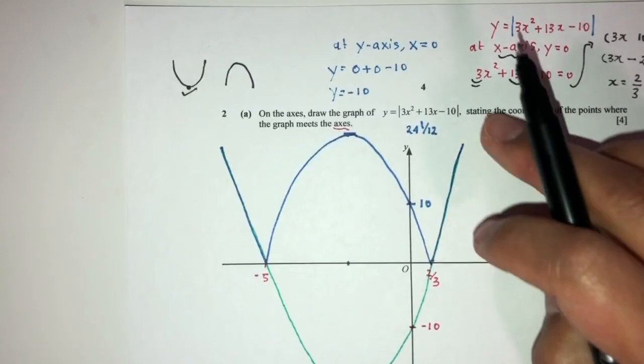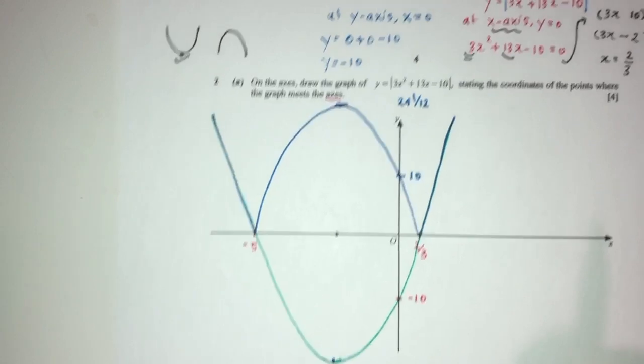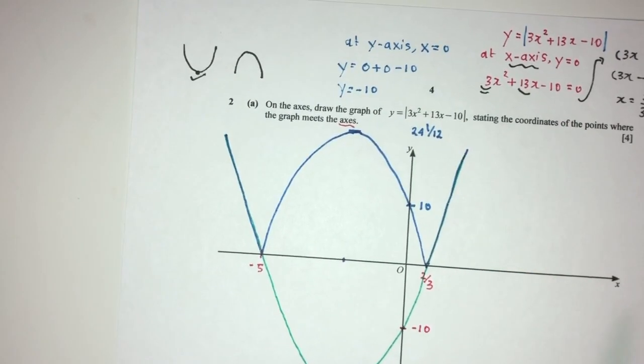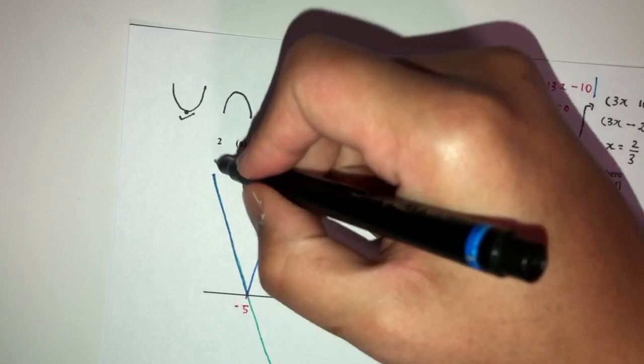So your answer will be the blue lines. You will have to erase this one from your graph. So your answer will be only this one. Obviously, if you keep going, this will keep going, and this will keep going, right?